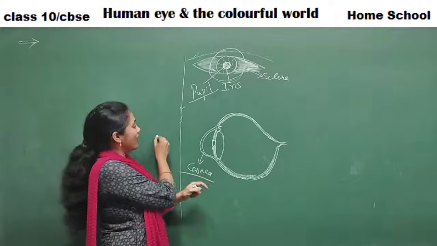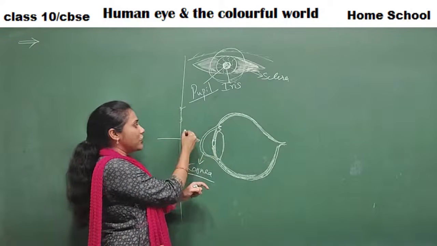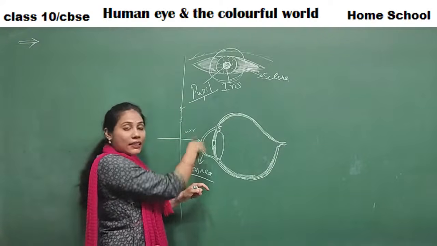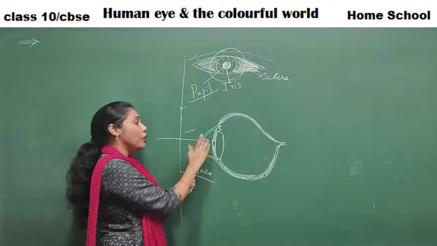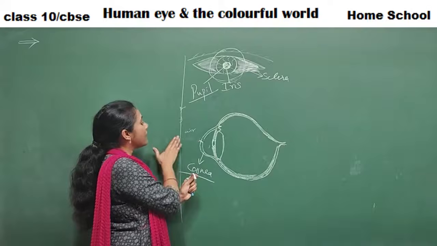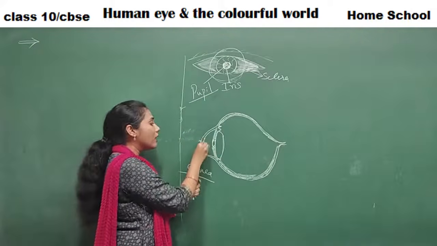Clear? So whenever a light ray is coming, since the medium is changing, this is air medium. Once it enters the cornea, the medium changes, so the refraction of the light ray takes place. So very, very important, guys. Most of the refraction occurs in which part of the eye? It occurs in cornea, right?